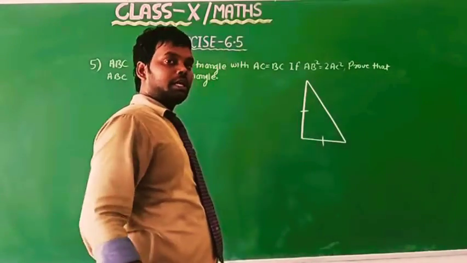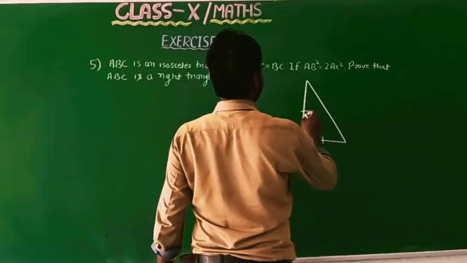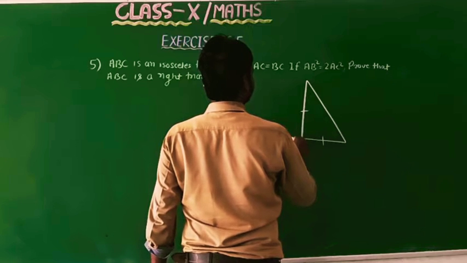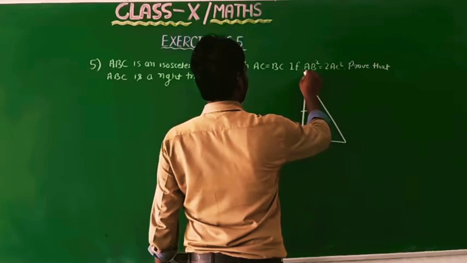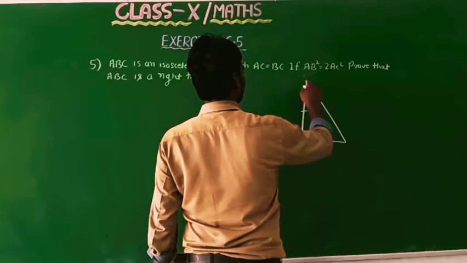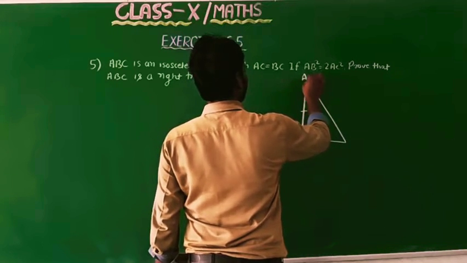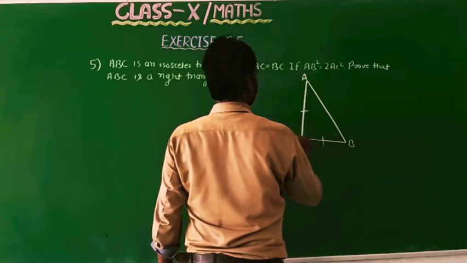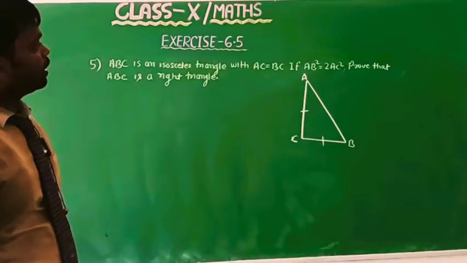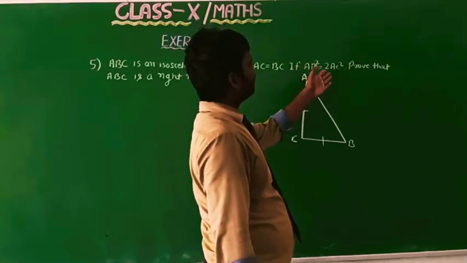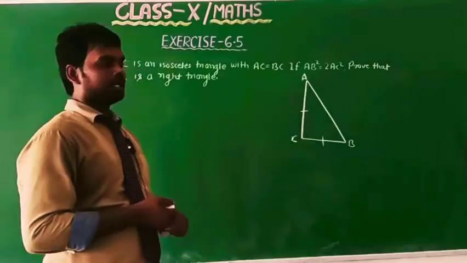As we know, an isosceles triangle has two equal sides, such that AC and BC are equal. And given AB square equal to 2AC square, we have to prove that ABC is a right angle triangle.